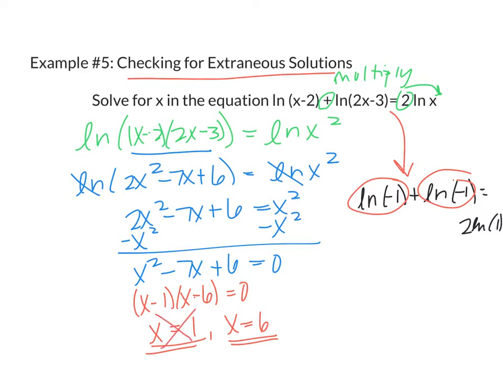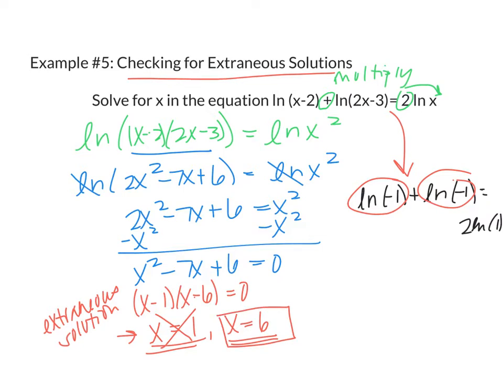So x equals 1 is actually called an extraneous solution. It seems like it's real, but it's not, okay? And by the way, if you substitute x equals 6 back in, it would work out just fine. So x equals 6 is our only real solution.